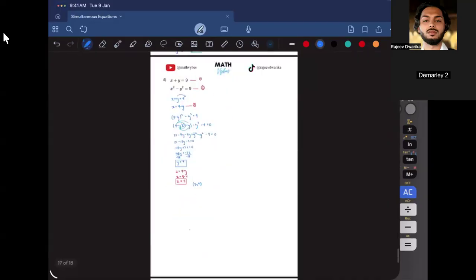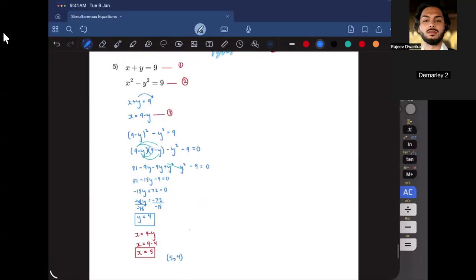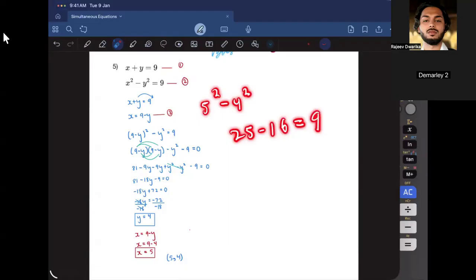Okay, let me just verify the answer is correct. So I have 5, 4. So x is 5, y is 4. Does it give me 9? 5 plus 4, is it 9? Yes. What about 5 squared minus 4 squared? 5 squared is 25, 4 squared is 16. It's 25 minus 16, which is 9. So we're good, right?